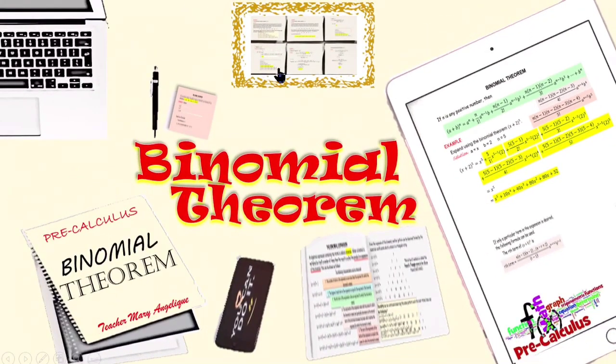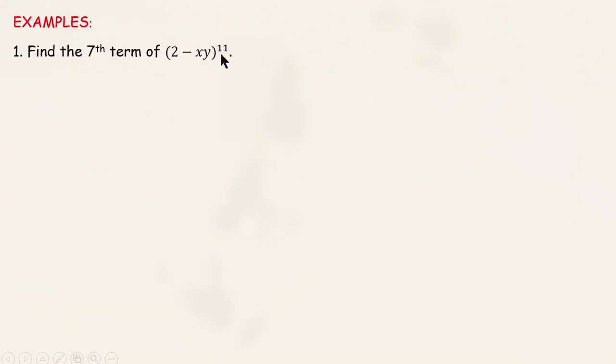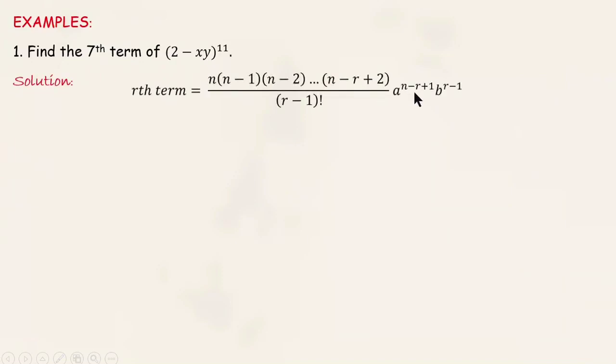Examples. Number 1, find the 7th term of 2 minus xy raised to 11. Since we're only looking for a particular term, we're gonna use this formula where r is equal to 7, the term that we're looking for, n is 11, the exponent, a is 2, the first term in the binomial, while b is negative xy, the second term in the binomial.